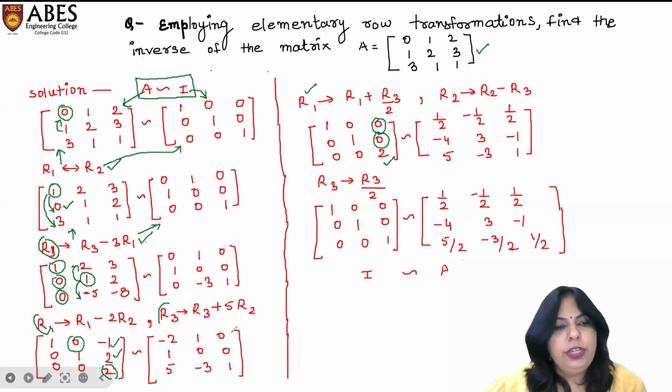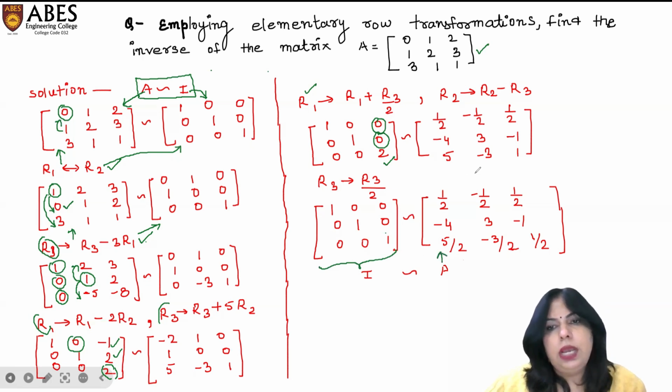Otherwise, what we need to do, first we should convert 2 into 1, and then with the help of this one, we should convert these two elements into zeros. But it's okay if you are doing this step. Then now you will get 1 here. You can see this matrix is the identity matrix of 3 by 3 order, and this matrix is called A inverse.